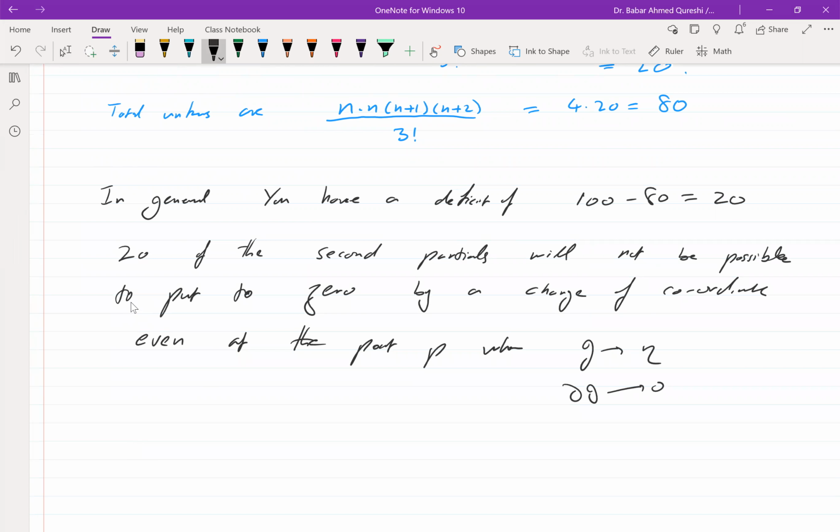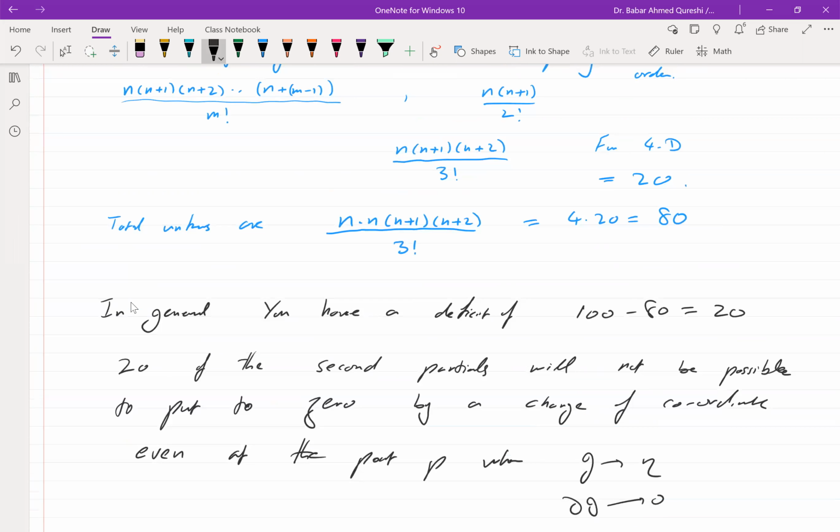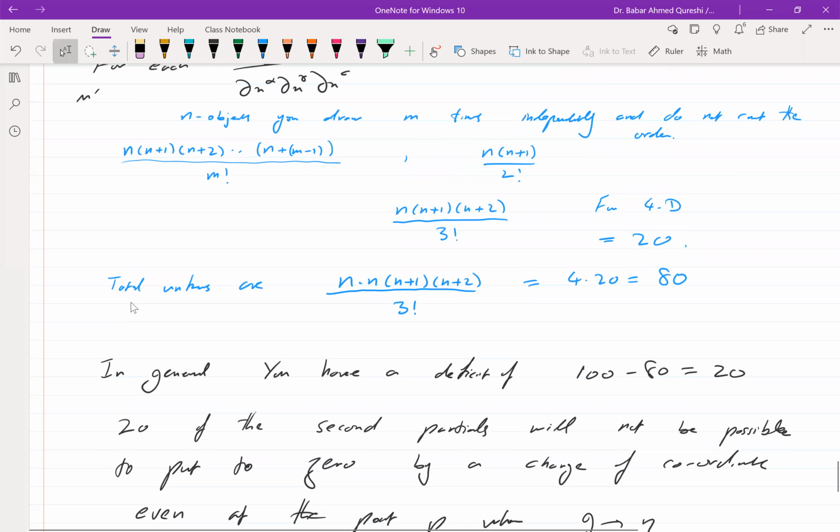So this is what we have concluded: that in 4 dimensions, or in any dimension actually, anything above 2, you can count that you will not be able to put the second derivative equal to 0. I think in 1 dimension, you can do it. And there's no curvature in 1 dimension, no intrinsic curvature.